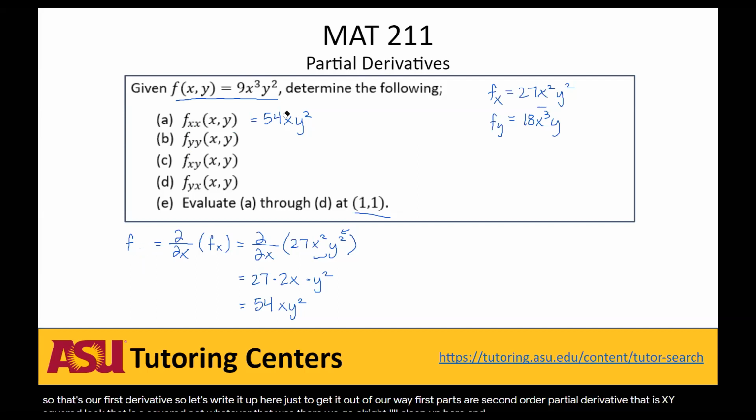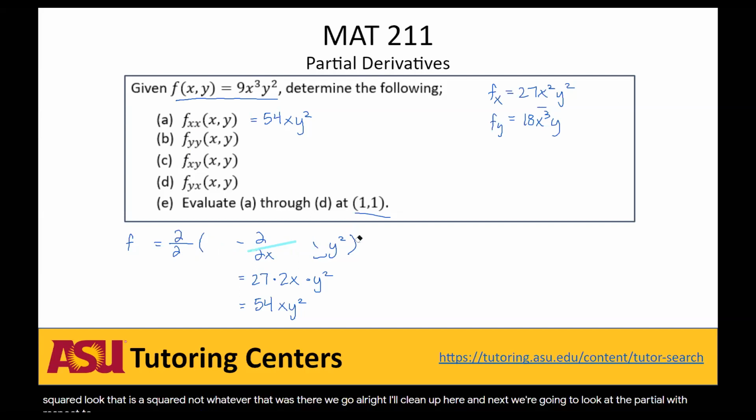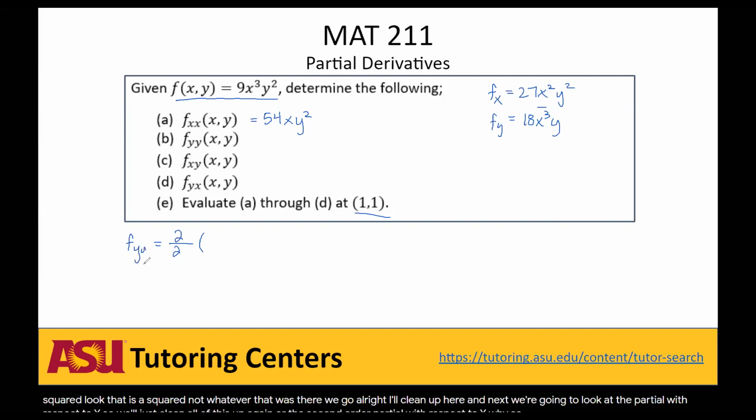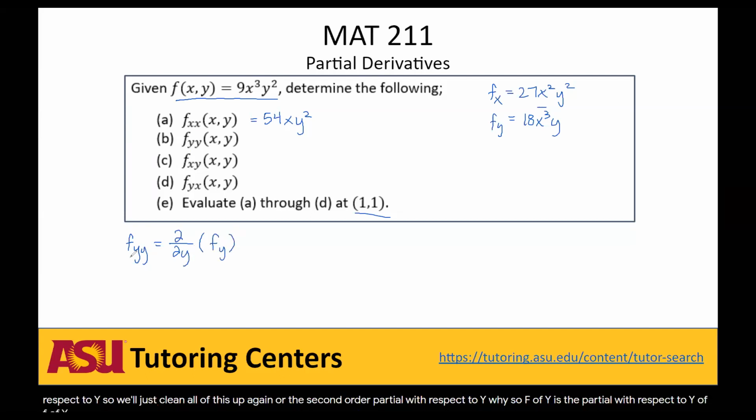All right, we'll clean up here. And next we're going to look at the partial with respect to y. So we'll just clean all of this up again. Or the second order partial with respect to y. So f of yy is the partial with respect to y of f of y, because again, we start here and then we take another one here.